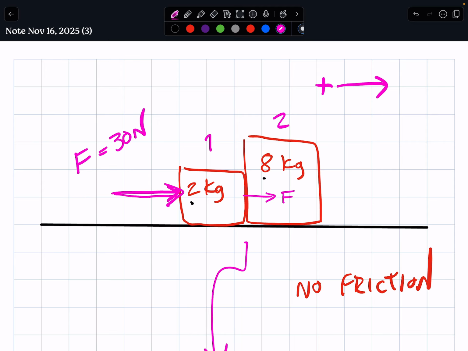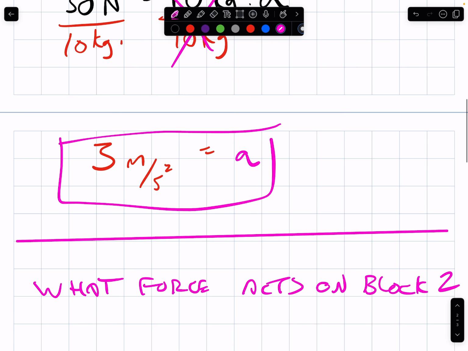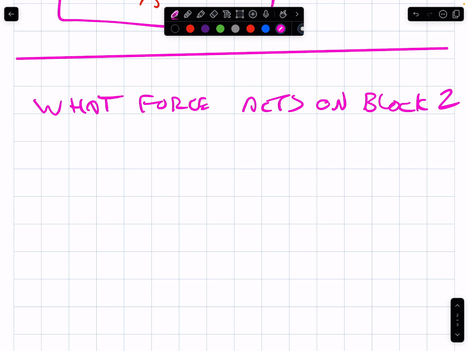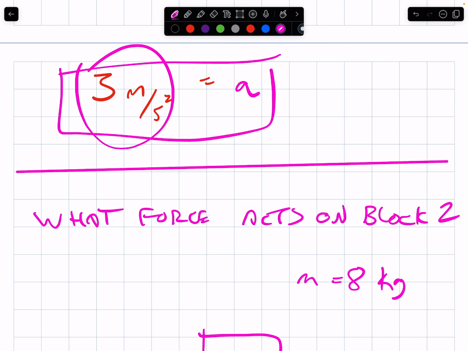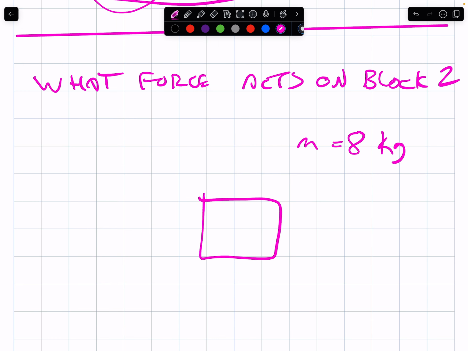Now we just draw a picture of the 8 kilogram block and analyze the forces acting on it. The mass of this block is 8 kilograms, and I know it has an acceleration of 3 meters per second squared. We just found that. Oh my gosh, I don't think the math here is going to come out nice, but that's all right. There's this force acting on it, and that's the force that the first block is exerting on it. That's what we're looking for here.